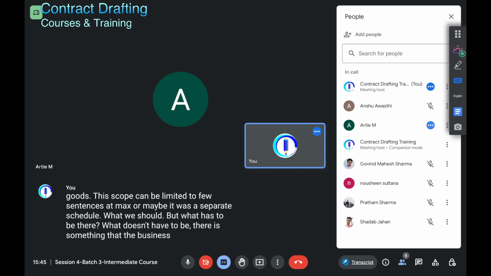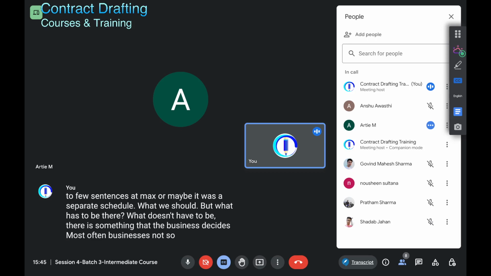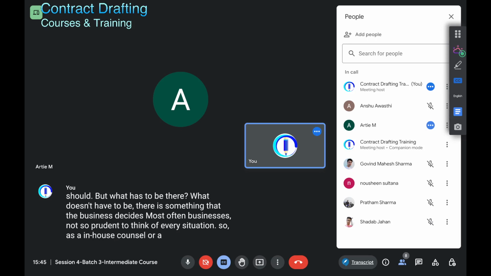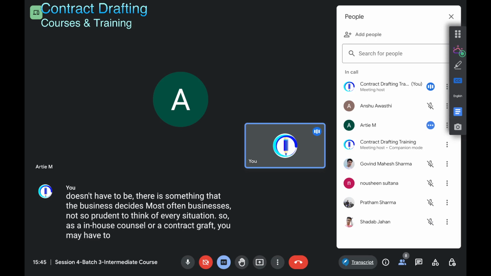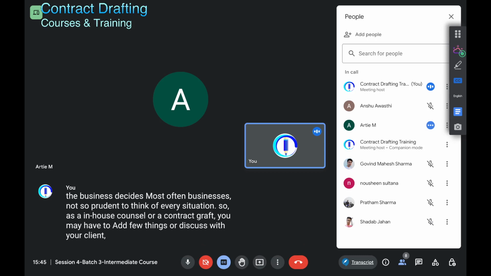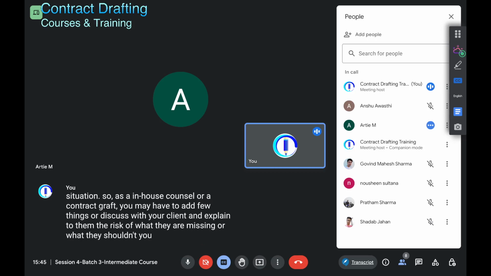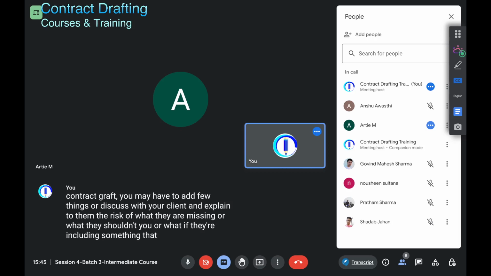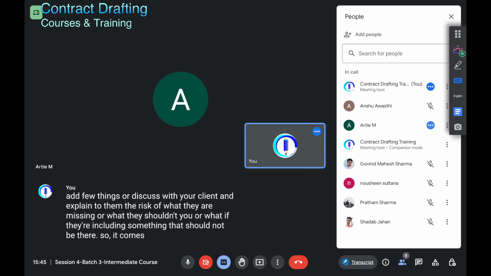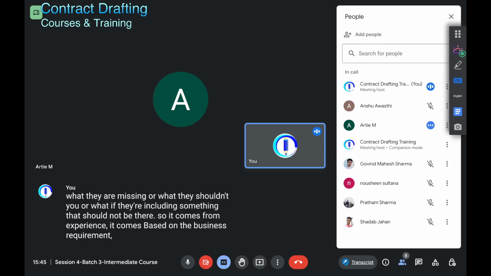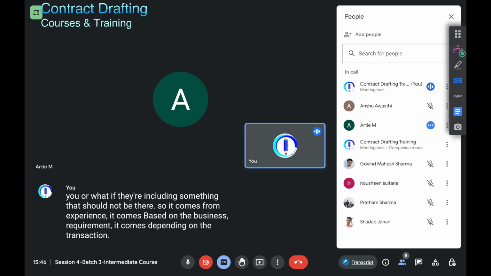But what has to be there, what doesn't have to be there, is something that the business decides. And most often, business is not so prudent to think of every situation. So, as an in-house counsel or a contract drafter, you may have to add few things or discuss with your client and explain to them the risk of what they are missing or what they should include, or what if they are including something that should not be there. So it comes from experience, it comes based on the business requirement, it comes depending on the transaction. So how you're going to write it will definitely depend on that.